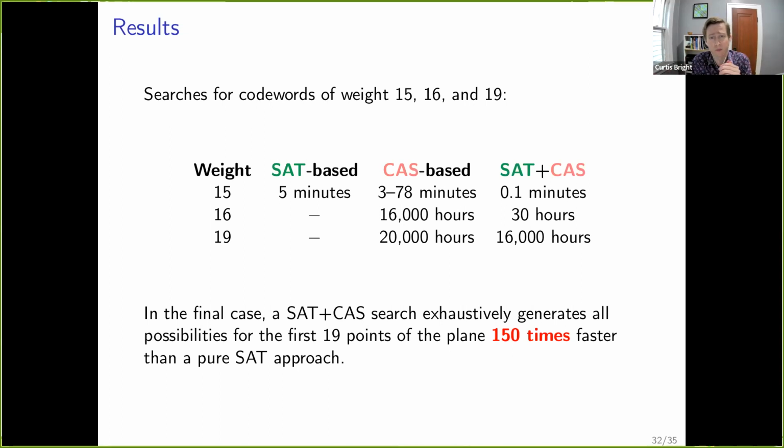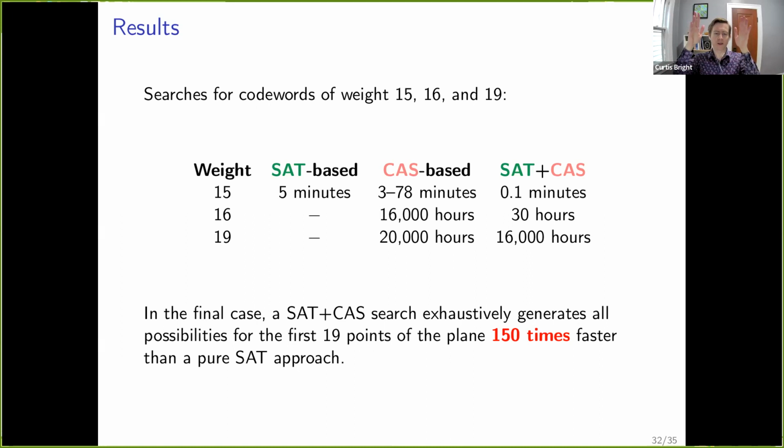The weight 16 search is much more difficult. The CAS approach ran in 16,000 hours. We were able to solve it in 30 hours just on one desktop. And that was because we were able to dramatically exploit the symmetry breaking, right, by making these calls. The weight 19 search was more comparable. In this case, most of the search is not symmetric, so we're not seeing these asymptotic or order of magnitude speedups. Although in the very first component of that search, there is a lot of symmetry which exists.